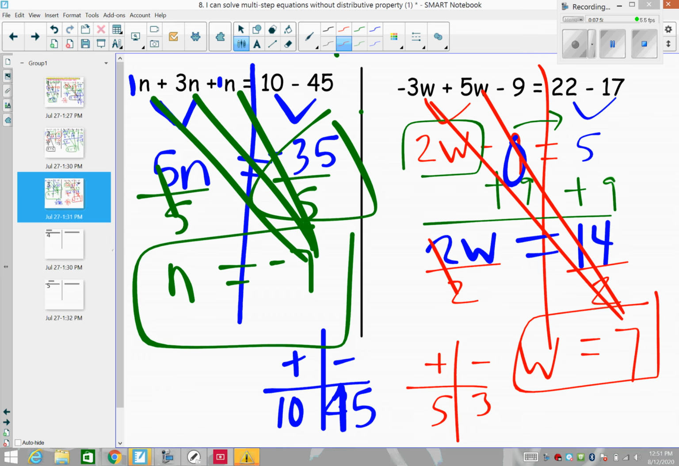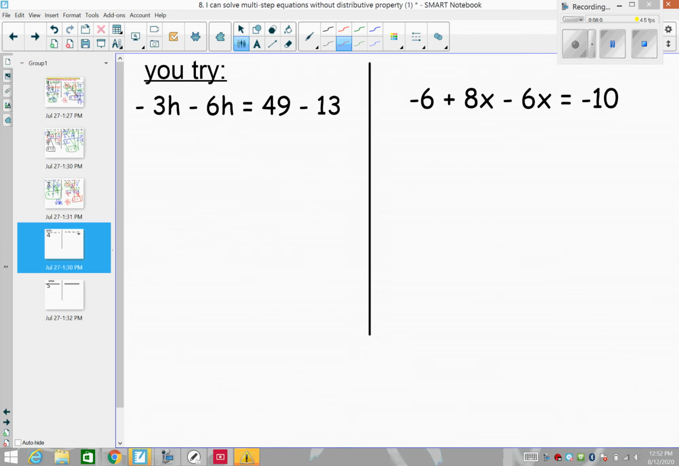Okay, guys, here we go. I'd like you at this point to pause the video. I want you to do both of these U tries. I want you to show all of your steps, and I want you to plug back in and check that that is the correct solution. When you unpause the video, I will solve so that you're able to check. So go ahead and pause, solve both equations.